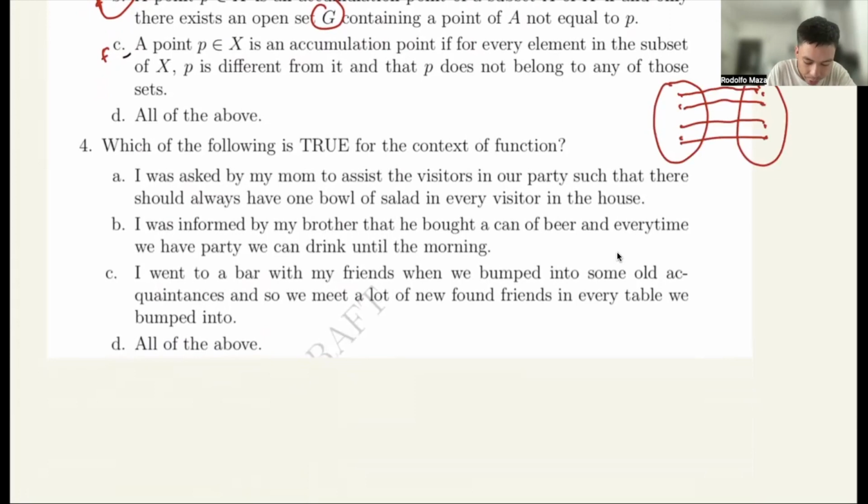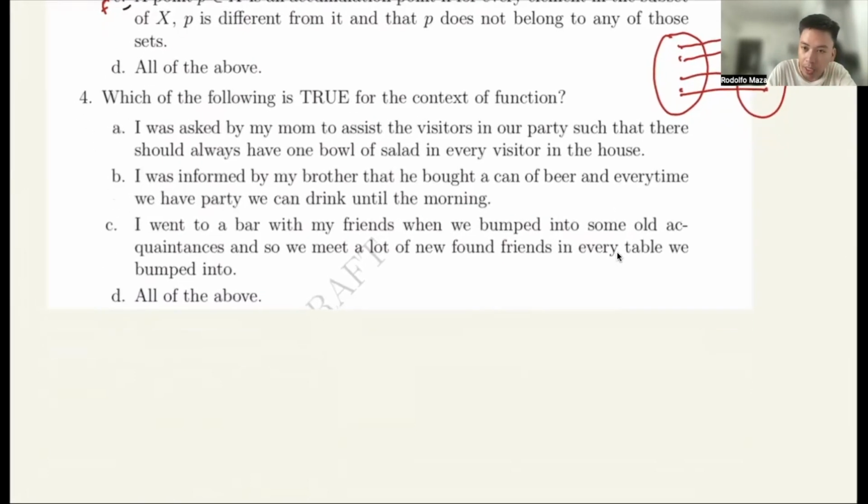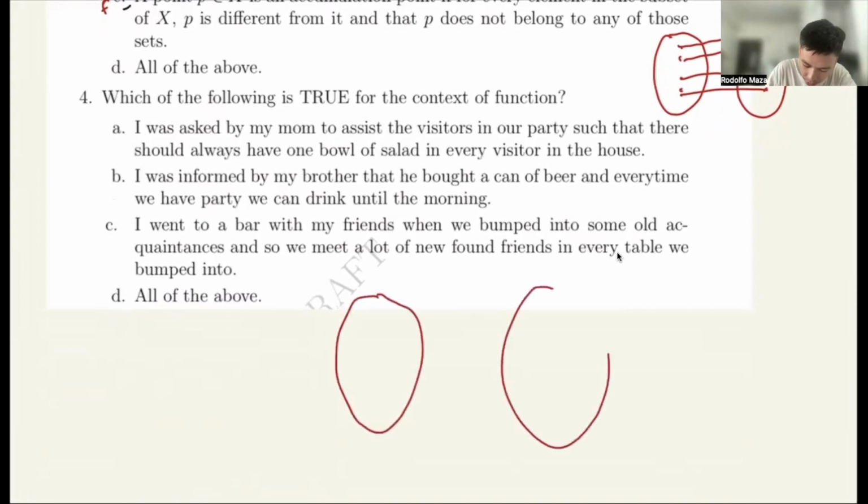Letter B, I was informed by my brother that he bought a can of beer and every time we have a party, we can drink until the morning. There is no message on this, like, napaka-ambiguous niya. So, ibig sabihin, hindi siya talaga ma-declare as a function. Number 3, I went to a bar with my friends when we bump into some old acquaintances and so we meet a lot of newfound friends in every table we bump into. It's still ambiguous kasi kunyari ikaw to, tapos ito yung mga bar.